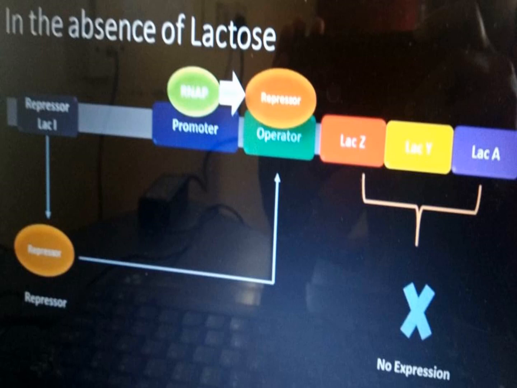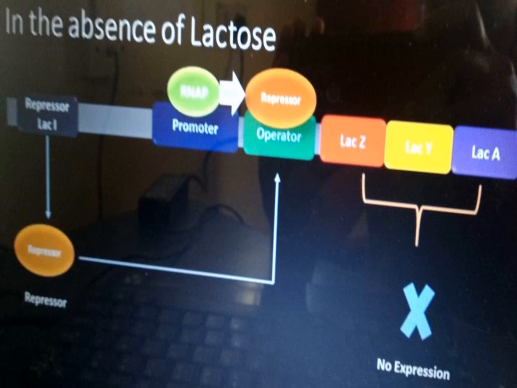That is, the promoter, the RNA polymerase, won't go further to transcribe lacZ, lacY and lacA. So automatically there is no expression of the structural genes of the lac operon, and no expression of the enzymes required for lactose metabolism. There is no need to produce the enzyme, and also there is no lactose in the environment. So based on the environmental condition, the operon will work.